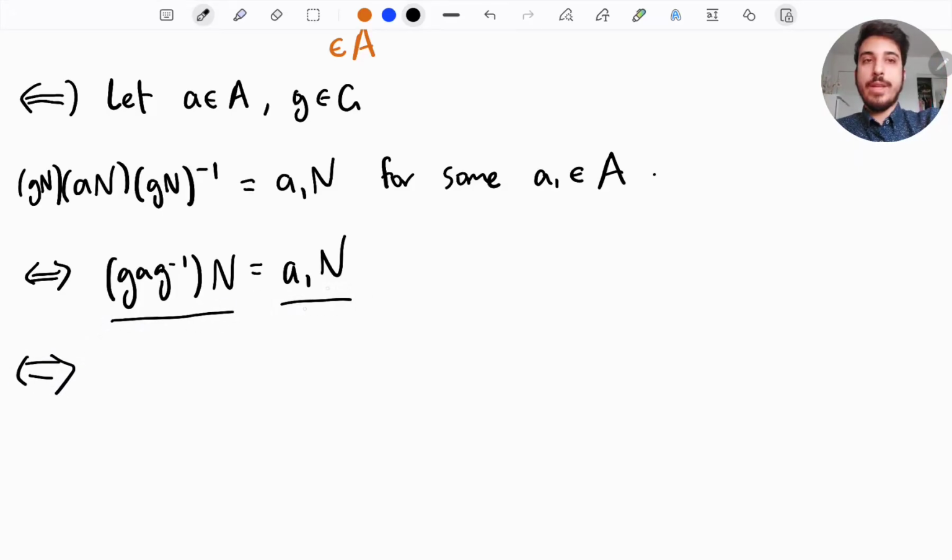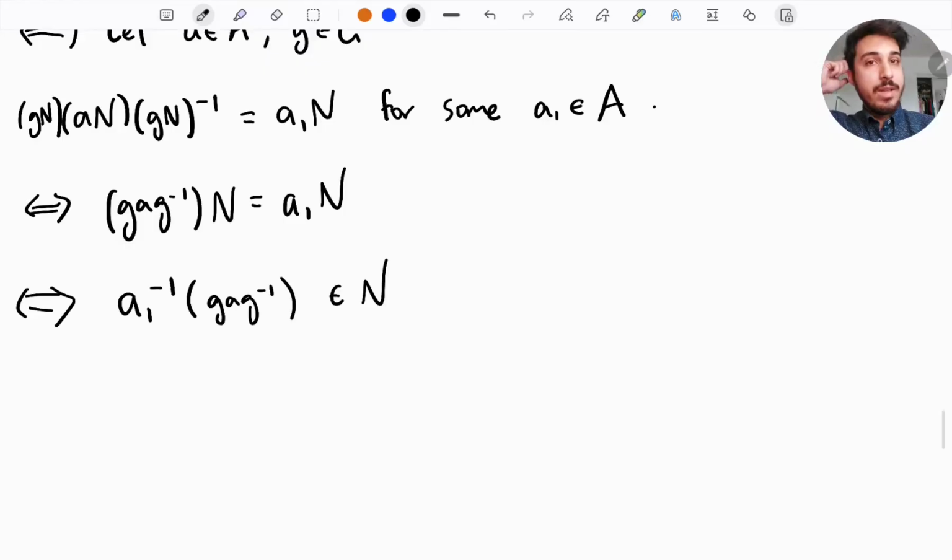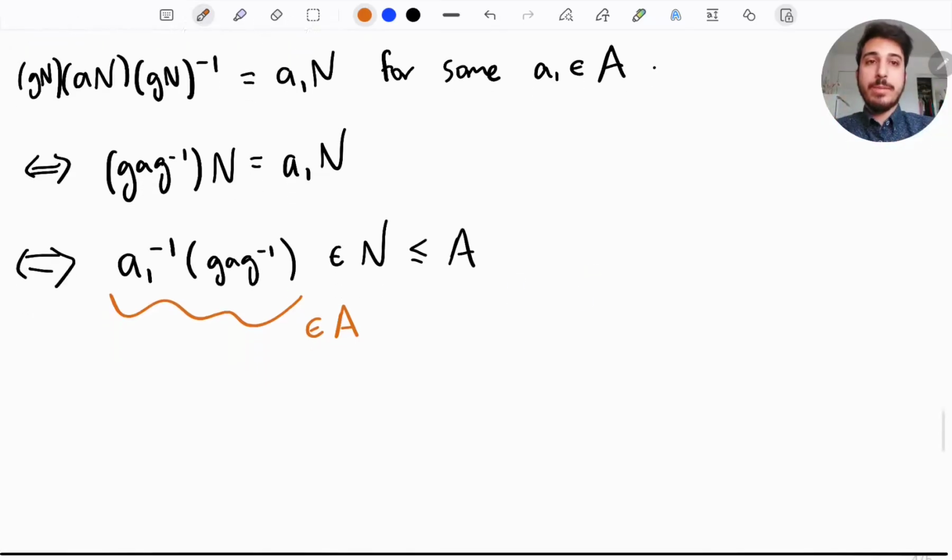Because these two cosets are equal, I will use coset equality to say this is if and only if A1 inverse times whatever this is is an element in N. But N is a subgroup of A. So this all is an element in A. Well, what about this element? You can see here, this here is an element in A because A is a subgroup. And because the whole thing is an element in A, this forces this as well to be an element in A.